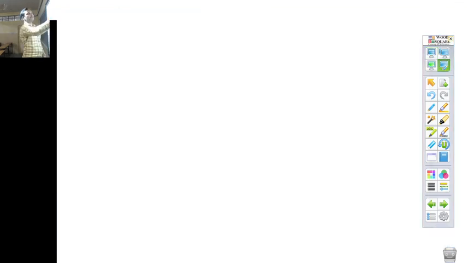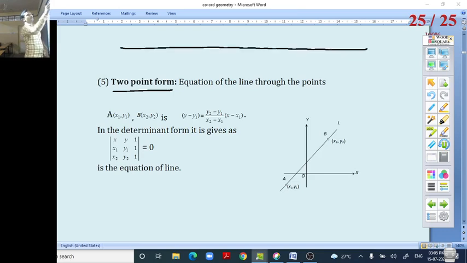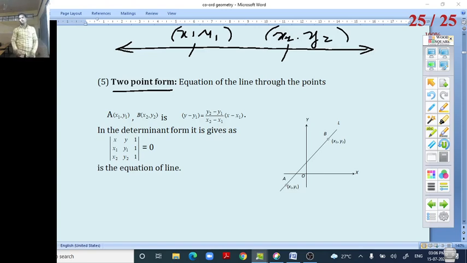The next point is: what is the equation of a line when 2 points on it are given? If a straight line is there, we have to find its equation where 2 points on it are given. Suppose those 2 points are (x1, y1) and (x2, y2).